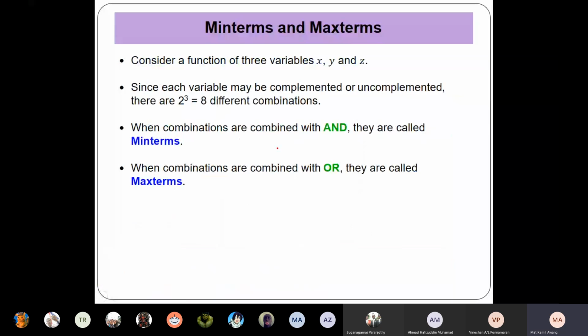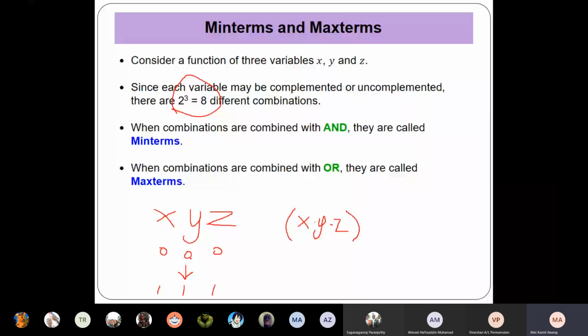Okay. Min terms: let's say you have X, Y, and Z. So the combination is basically from 0, 0, 0 until 1, 1, 1. So basically you have 8 combinations altogether. 2 to the power of 3 equals 8 combinations. And the min term is when the combinations are combined with an AND. So the combination is X and Y and Z. This is called a min term.